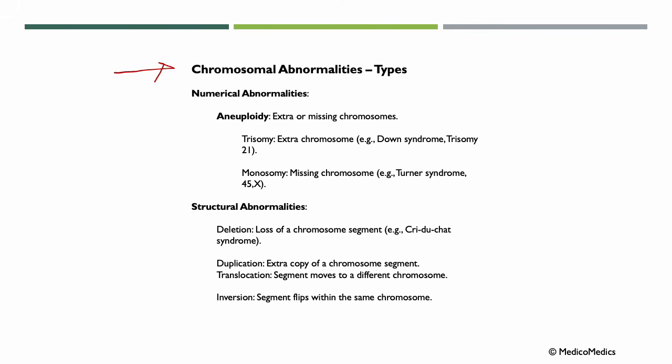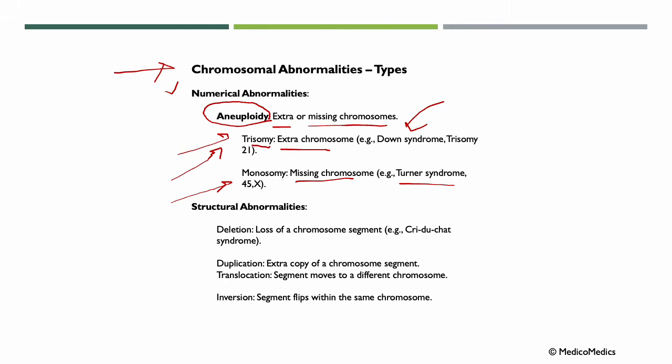Chromosomal abnormalities, different types. So we have numerical abnormalities. I think this one is aneuploidy, and if I'm pronouncing that wrong, live with it. So this means you have extra or missing chromosomes. For example, in trisomy 21, you have an extra chromosome. So in Down syndrome, for example, we call it trisomy 21. If you have monosomy, you have a missing chromosome, right? An example of this is Turner syndrome, where you have 45 in total.